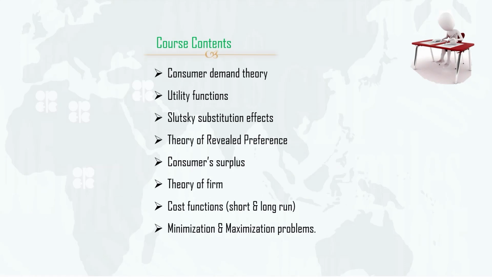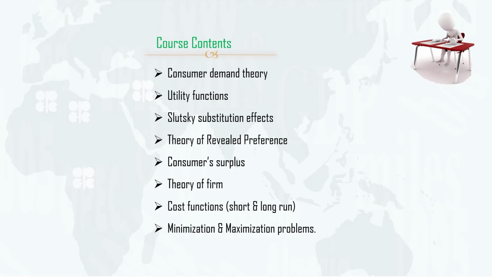The course content, for example, includes consumer demand theory, which explains how the consumer maximizes their utility, and utility functions themselves using the indifference curve. Then Slutsky substitution effect: how the consumer maximizes utility by substituting the expensive commodity with a cheaper commodity. The theory of revealed preference also deals with how the consumer eventually demands a basket of commodities that gives them maximum utility.